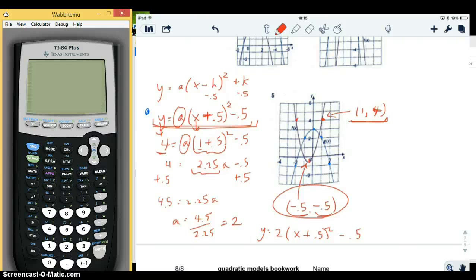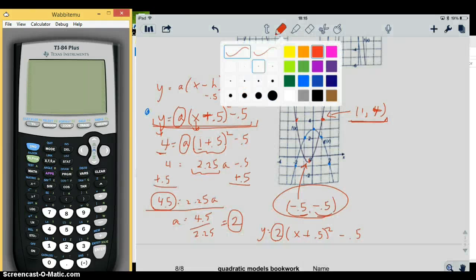So how do we solve for a? We add 0.5 to both sides. We get 4.5 on the left side. On the right side, we get rid of negative 0.5 by adding 0.5, and we're left with 2.25a equals 4.5. Then if we divide both sides by 2.25, we get a equals 4.5 divided by 2.25, and the answer is a equals 2. So the a value here is going to be 2.